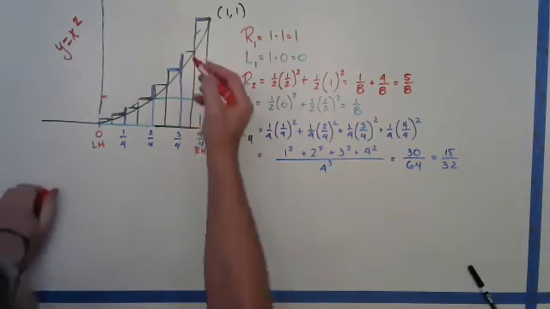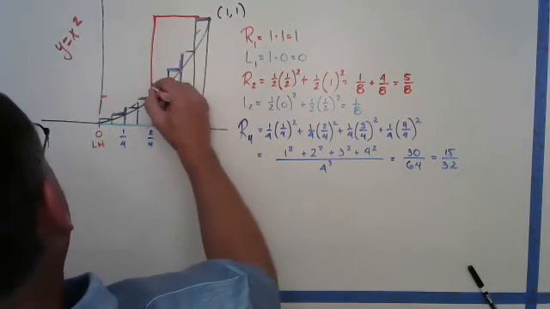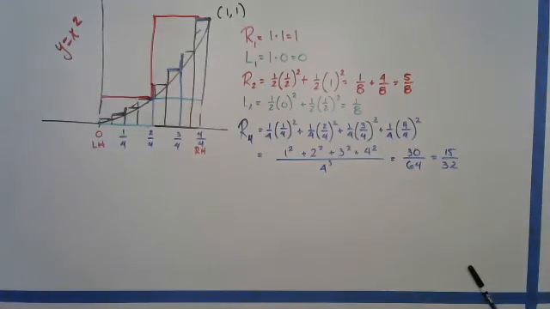Just to remind you what 2 rectangles look like. 2 rectangles look like this. This is what 2 rectangles look like. Look at all the error we got rid of.